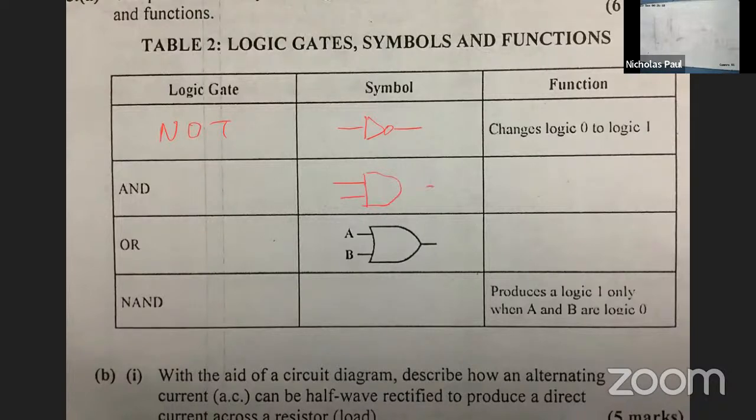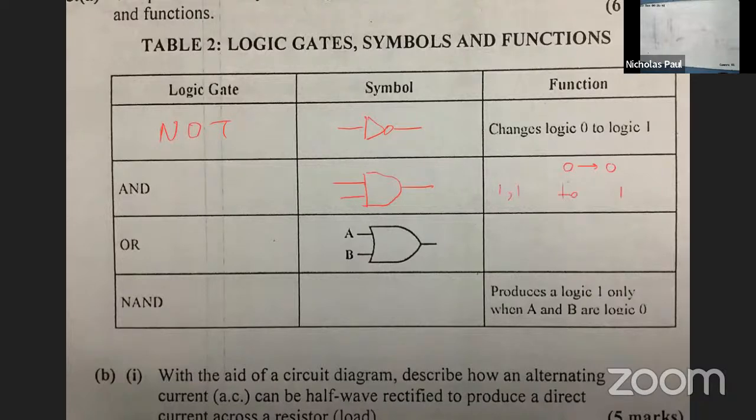Right? What does it do? 2 1s to 1. Changes 2 1s to 1. Right? You can write that, or if you just want something simple, you could write it changes zeros to zeros. Or you could write 2 ones to a 1.